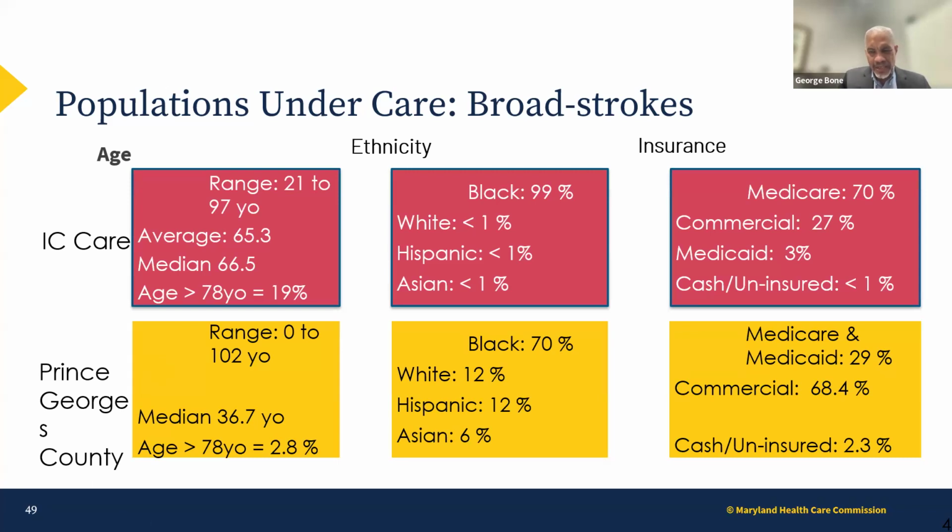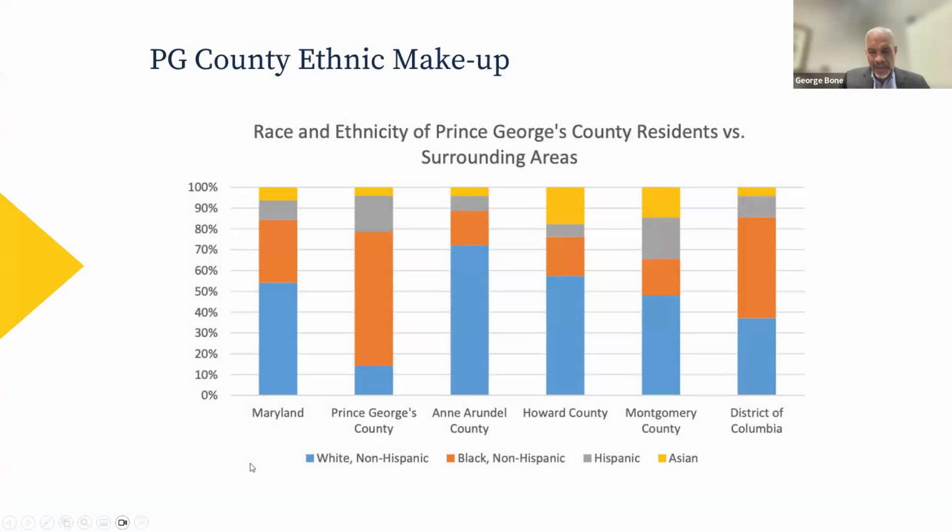The surrounding counties are shown here: Montgomery County, Anne Arundel County, the District of Columbia, with the color scheme: blue is Caucasian, orange is Black, brown is Hispanic, and gold is Asian. Just to show you that even though the state is heavily 55% Caucasian, we are an African-American county predominantly, and with the bordering neighboring counties being different in terms of population makeup.